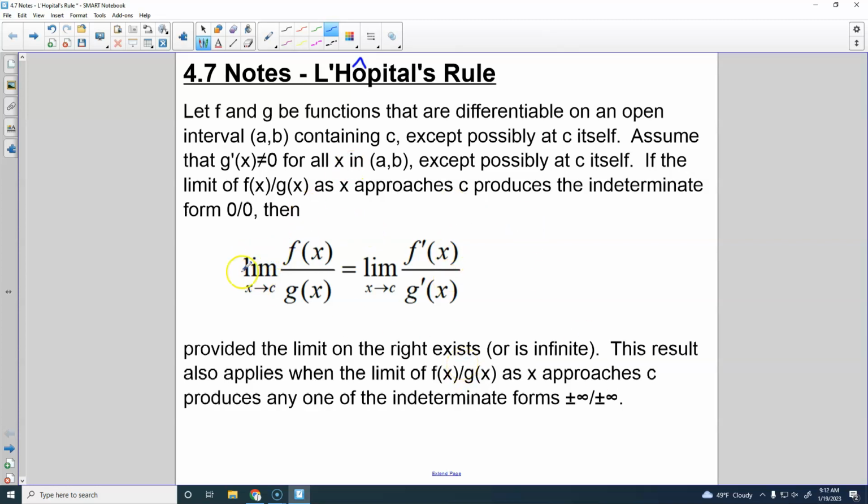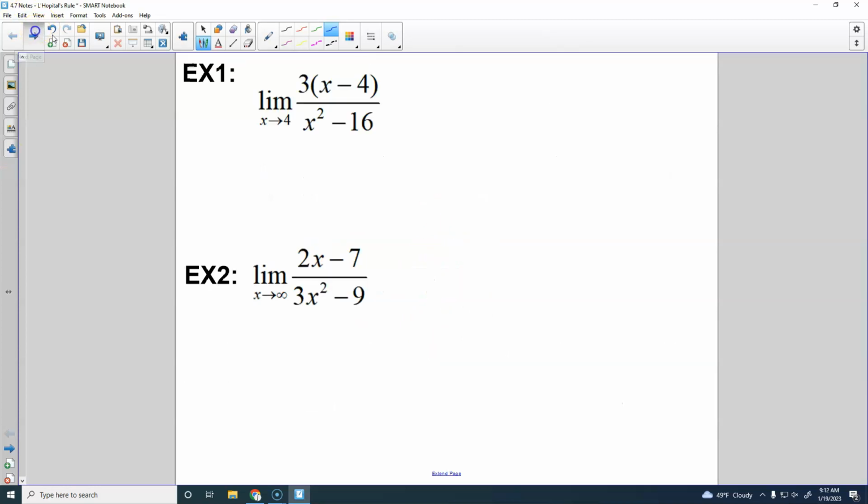So if you have some sort of limit that gives you either 0 over 0 or infinity over infinity, or negative infinity over infinity, some sort of infinity over infinity, so if it gives you that indeterminate form, you can take the derivative of the top of the fraction and the bottom of the fraction and then find that limit there. A lot of times it may be impossible to find this limit, but it is possible to find the limit with the derivatives. So let's look at what these problems will look like.